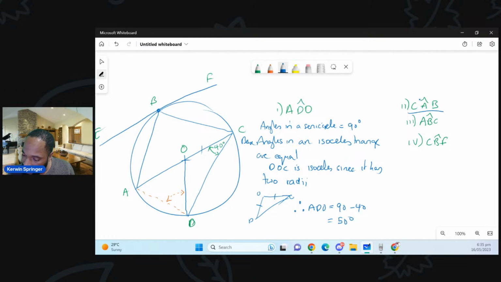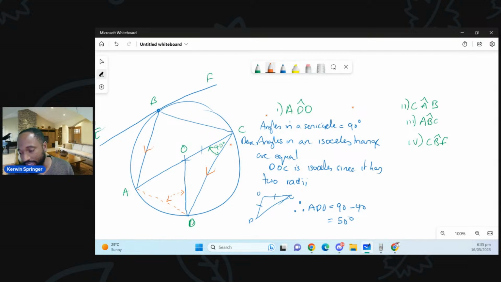Okay, what's the size of angle CAB? How are we figuring out what CAB is, folks? Is there any way to figure out what CAB is? There's actually no way to figure out what CAB is. So let me just add something to the diagram.